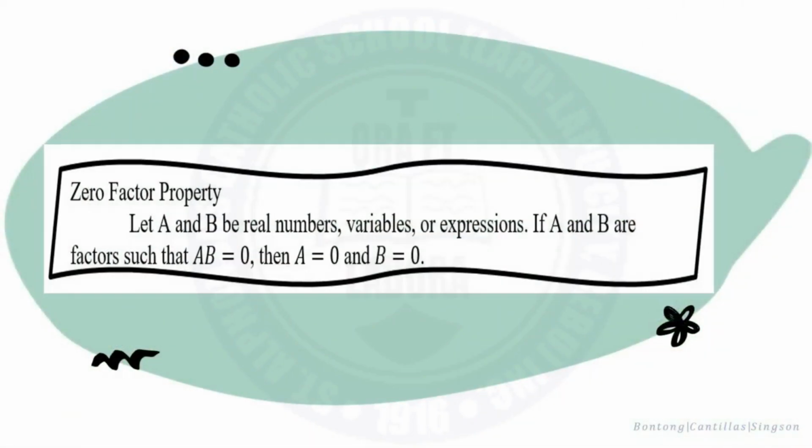Solving quadratic equations by factoring. In solving quadratic equations by factoring, we are going to use the zero factor property, and it states: let a and b be real numbers, variables, or expressions. If a and b are factors such that a times b equals 0, then a equals 0 or b equals 0.